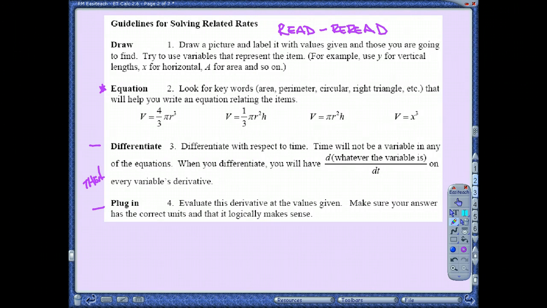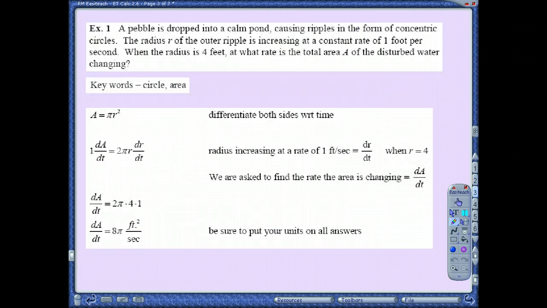Let's see how it's going to look. These are fascinating problems, by the way. Just wait. Example 1. A pebble is dropped into a calm pond, causing ripples in the form of concentric circles. The radius r of the outer ripple is increasing at a constant rate of 1 foot per second. When the radius is 4 feet, at what rate is the total area A of the disturbed water changing? Oh my goodness, that is so exciting.